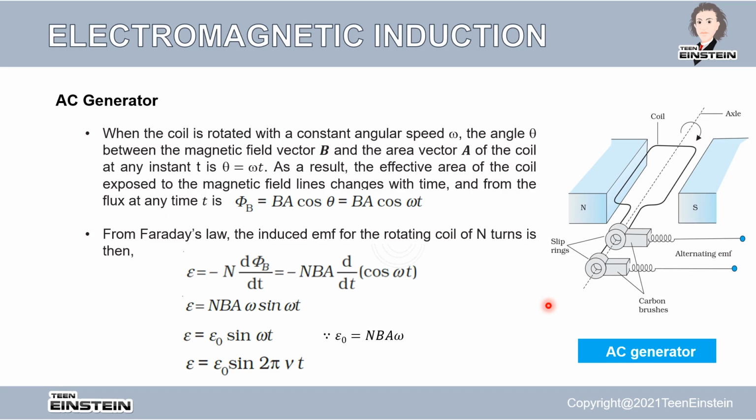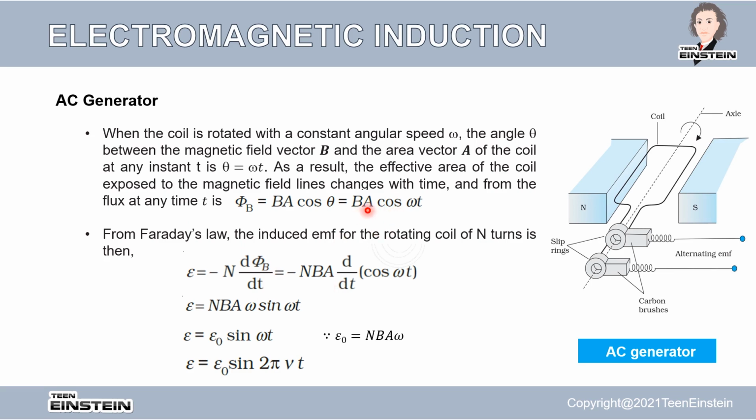When the coil is rotated with a constant angular speed omega, the angle theta between the field vector B and the area vector A of the coil at an instant t is theta equal to omega t, omega being the angular speed here. As a result, the effective area of the coil exposed to the magnetic field lines changes with time, and the flux at any time t is phi B equal to BA cos theta, and instead of theta we have omega t. Now from Faraday's law we have epsilon equal to minus N d phi B by dt. Instead of phi B we can substitute BA cos omega t.